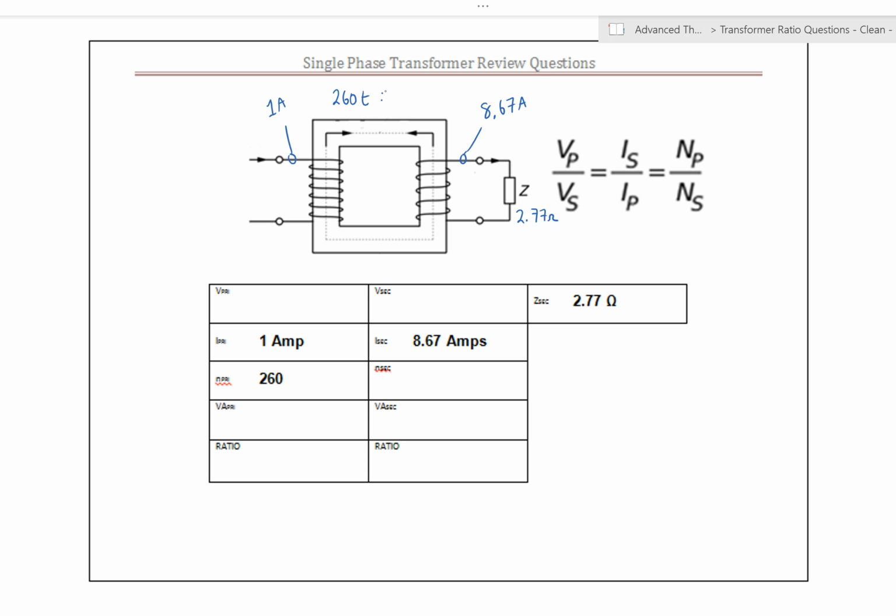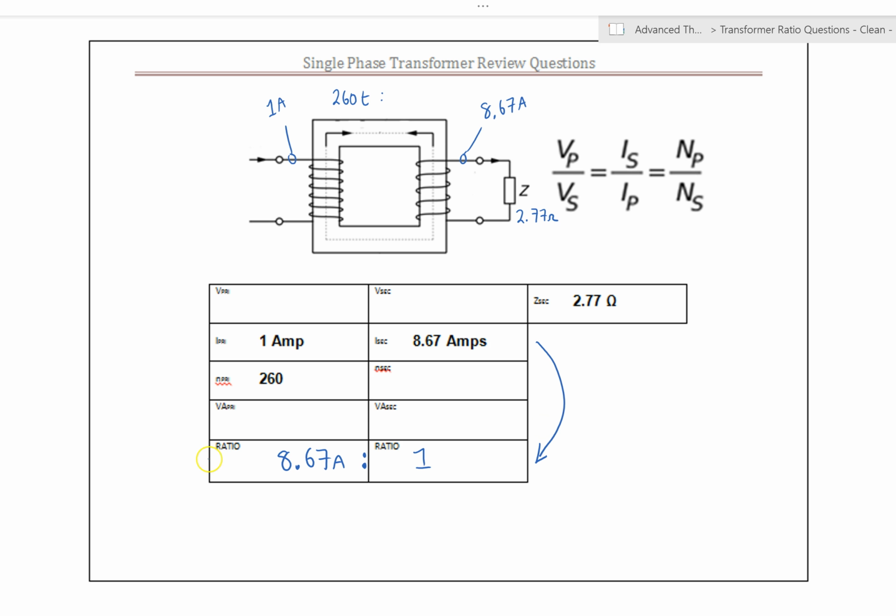So that ratio there for the current is going to be the inverse for the voltage. You can see that these two ratios, primary voltage over secondary voltage, is equal to secondary current over primary current. They're obviously the inverse. And so this ratio, which is going to determine our voltage and our numbers of turns, is going to be the opposite. So this guy is going to be 8.67, and this guy is going to be 1. So the ratio there on the current, if we inverse that, will give us our ratio for our voltage.